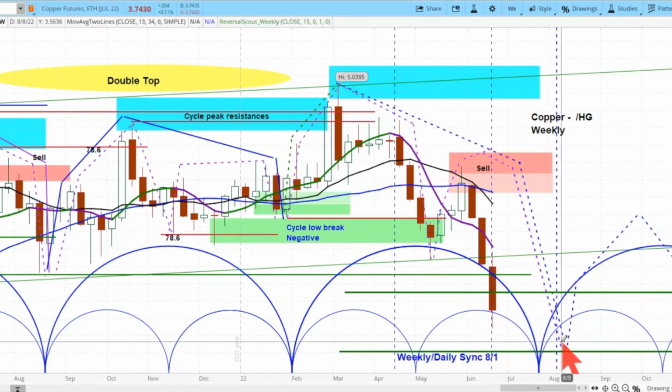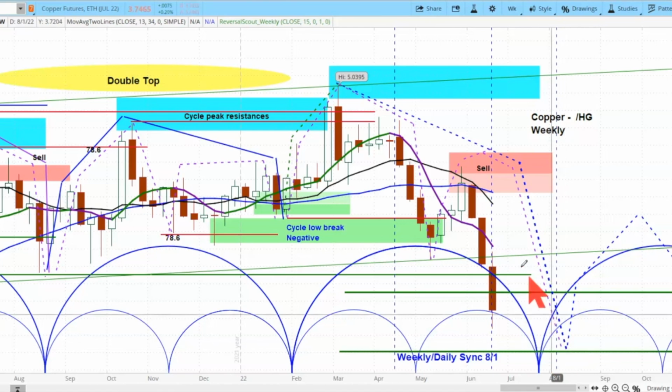But this really points to more weakness in the copper market as you get out into this period of, let's just call it, the last week of July to about the middle of August, that there is this downside risk in copper, and that's a big tell.